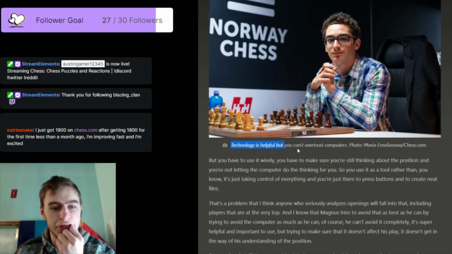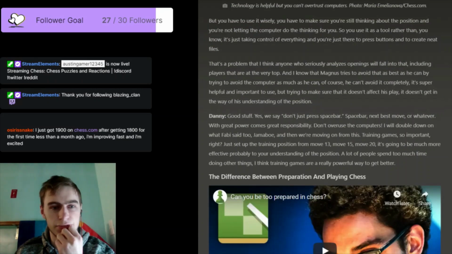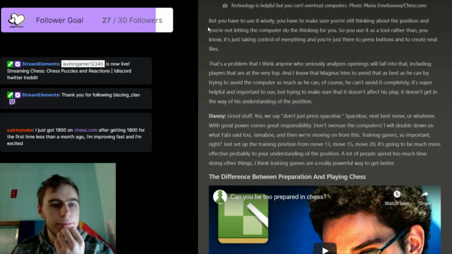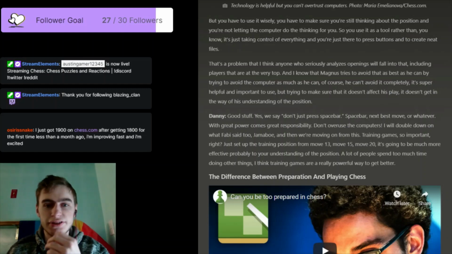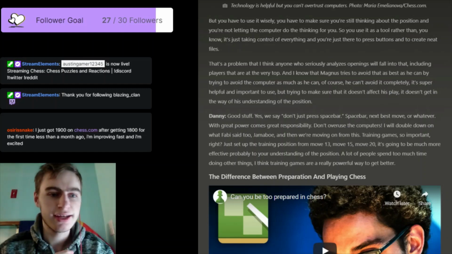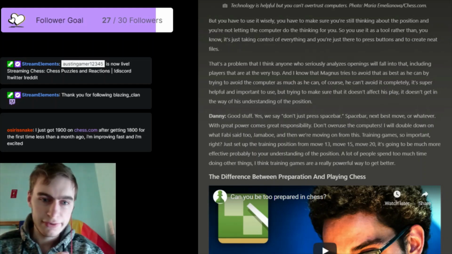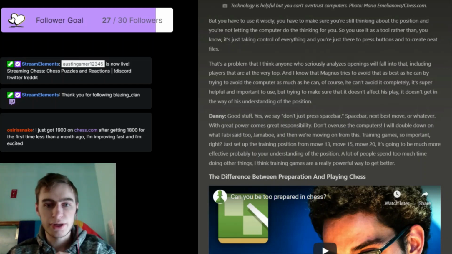Technology is helpful, but you can't overtrust computers. Yeah, that's a very important notice. We're almost at the end of this section of the article here. But you have to use it wisely. You have to make sure you're still thinking about the position and you're not letting the computer do the thinking for you. You just use it as a tool rather than it taking control of everything and you're just there to press buttons and to create neat files.